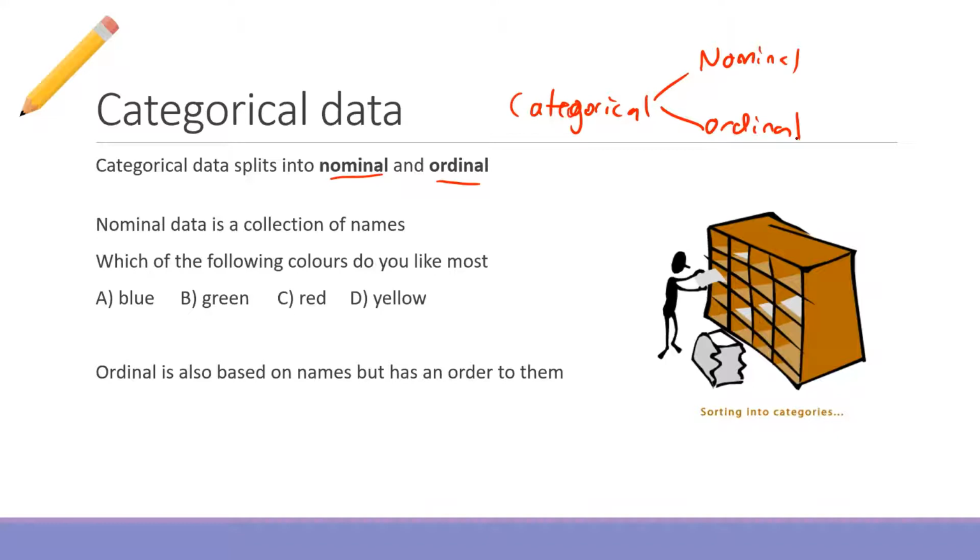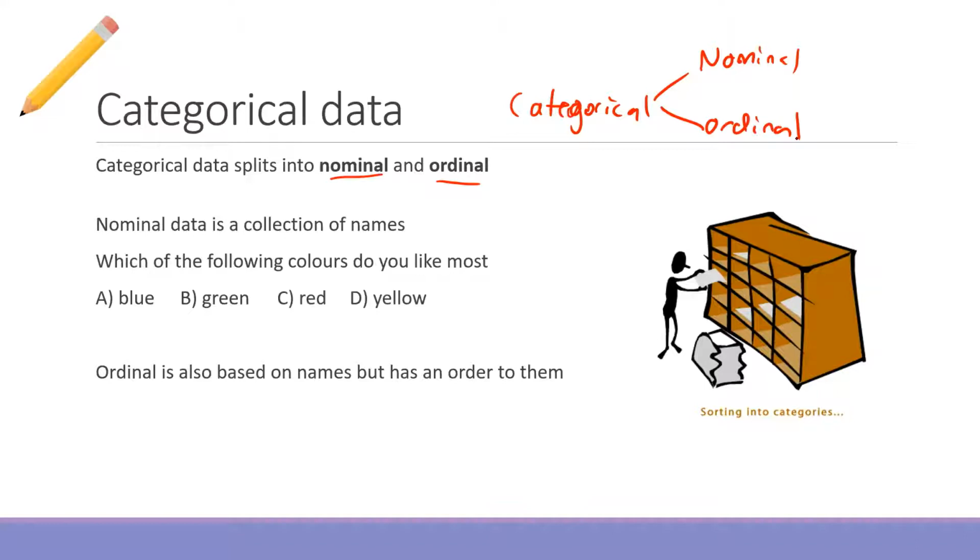Which of the following colors do you like most? Blue, green, red, or yellow? These are nominal. These are names. Which suburb do you live in? Braybrook, Sunshine, Footscray. These are names. Which is the closest capital city? That's a name. Anything that can be attributed to having a name is considered to be nominal data, and that's how we talk about it.